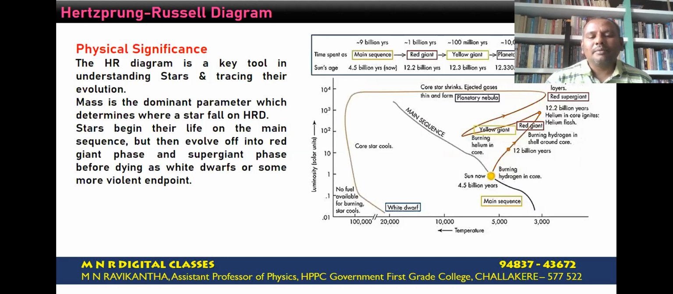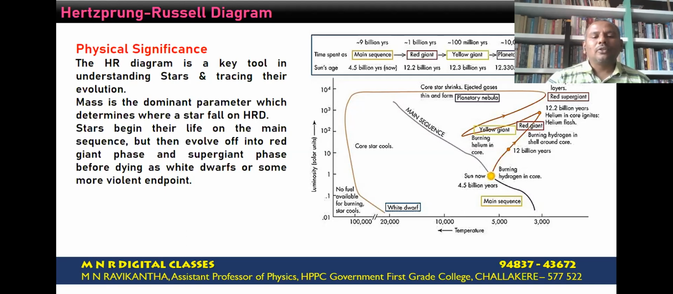Now, let us take the example of the track of a star like the sun. The sun is 4.5 billion years old now, and over a time span of 12 billion years, it gets converted into a red giant. Then it moves along the horizontal branch. Then it moves to the asymptotic giant branch, the supergiant stage. Finally, the outer surface explodes, leading to a planetary nebula, and the inner core contracts. Eventually, it gets converted into a white dwarf.